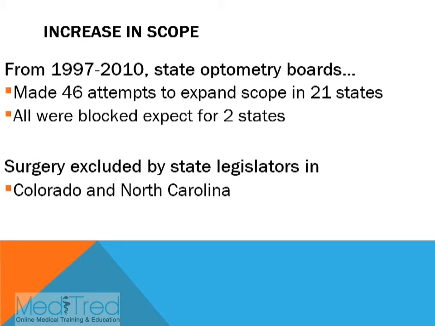So between 1997 and 2010, the state optometry boards across the nation tried to expand the scope in 21 states. All were blocked except for 2 states. Surgery was excluded by state legislators in Colorado and North Carolina.